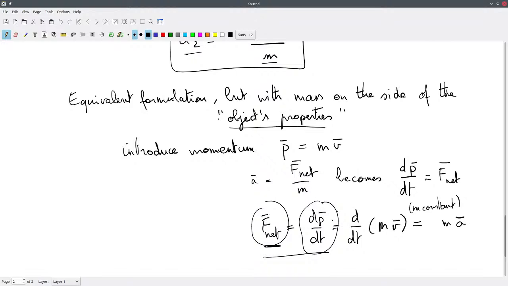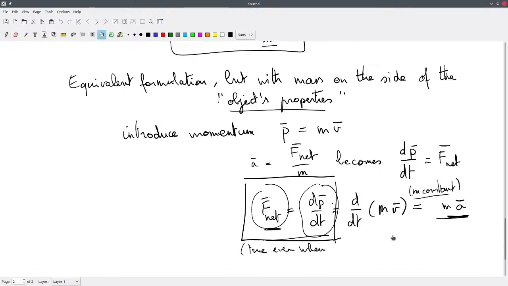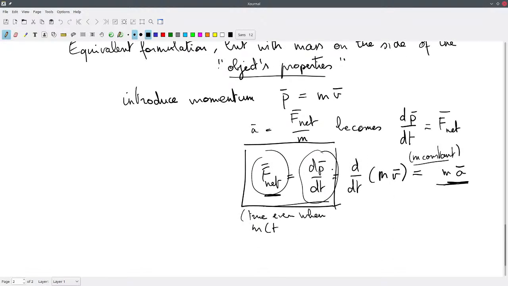And so the benefit of this, of course, is that this law will be valid even when m is not constant. The thing that requires m to be constant is the part that turns it into F equals ma, but this is true even when m is a function of time.